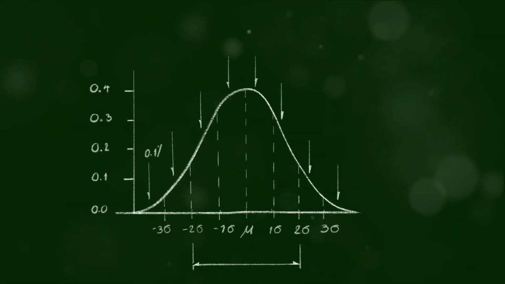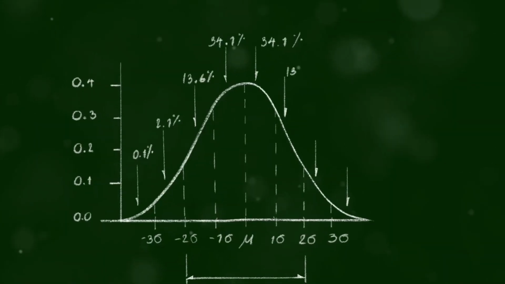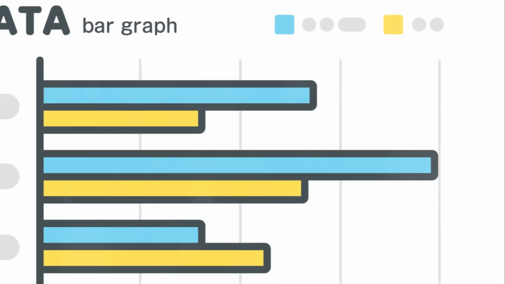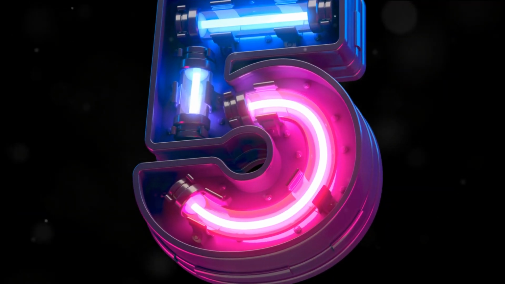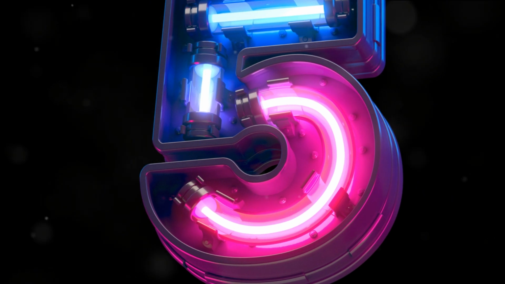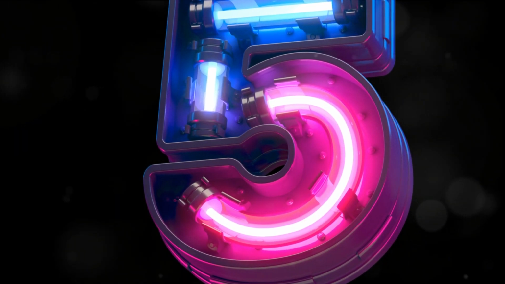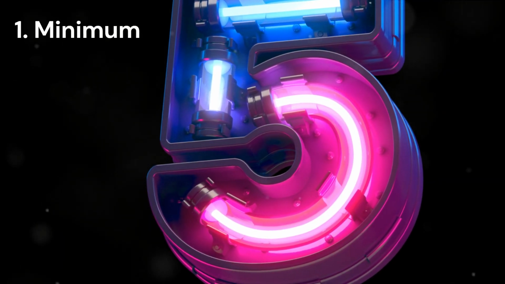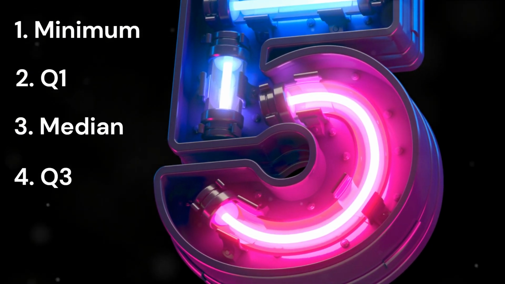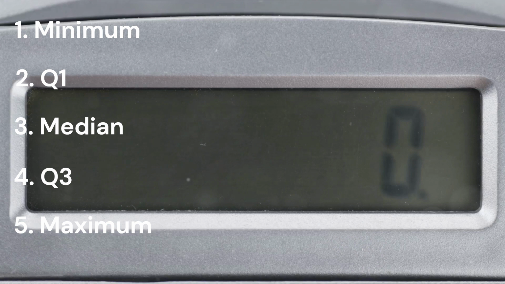Ready to dive into the world of numbers? Stay tuned. First stop on our numerical journey, the 5-number summary. It's simply a set of 5 numbers that give us a quick snapshot of our data's distribution. Let's break it down. The 5-number summary includes the minimum, the Q1 or first quartile, the median or Q2, the Q3 or third quartile, and the maximum.